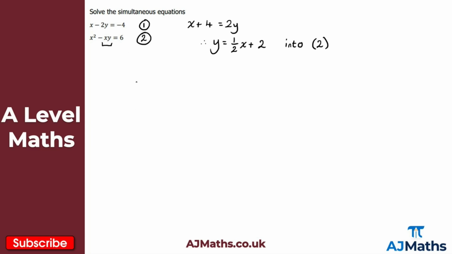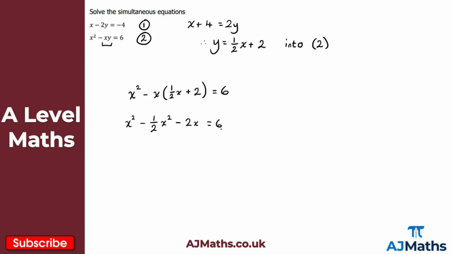So in that case, I'm going to get x squared, then I get minus xy here. So if y is a half x plus 2, we get minus x lots of (a half x plus 2), and that's all equal to 6. What I need to do now is expand this bracket. So I'm going to get x squared minus x lots of a half x. That's going to be minus a half x squared there. And then we're going to get minus 2x there, and that's all equal to 6.